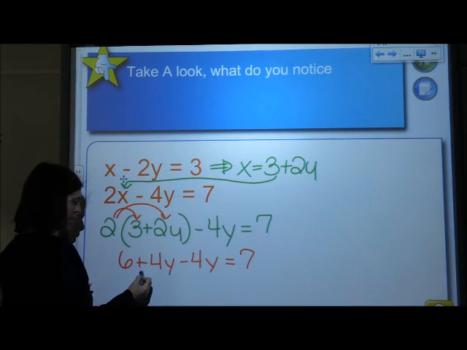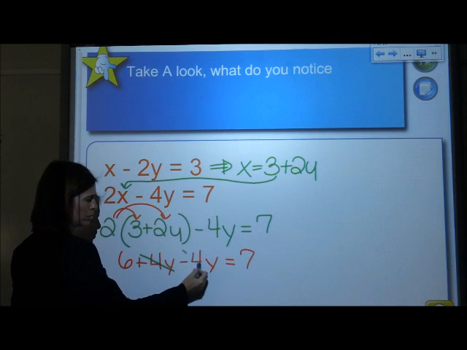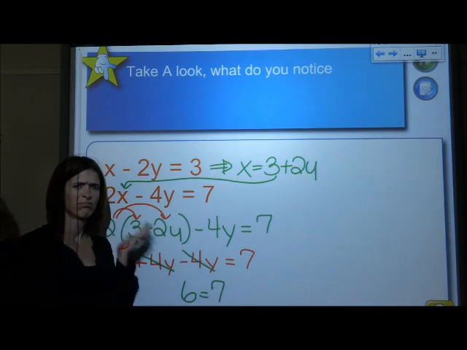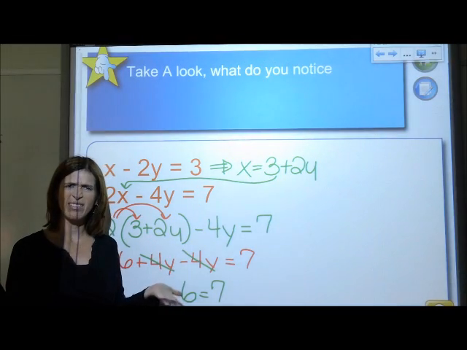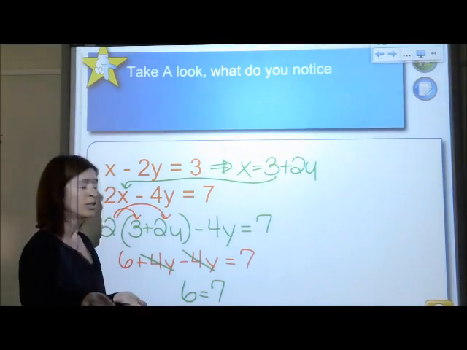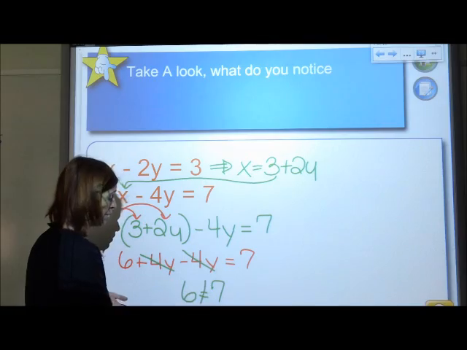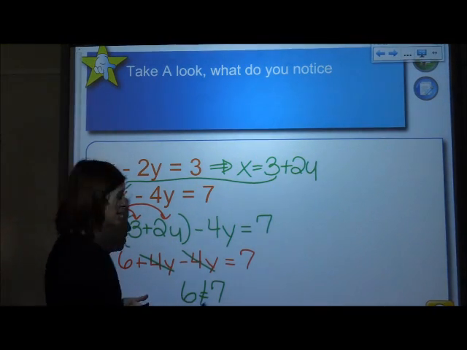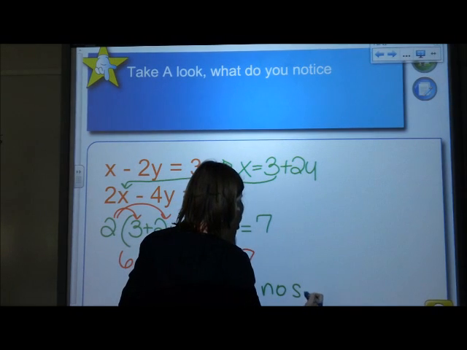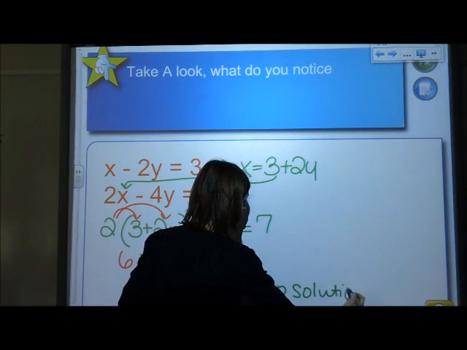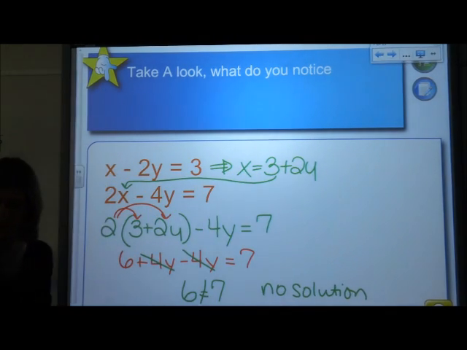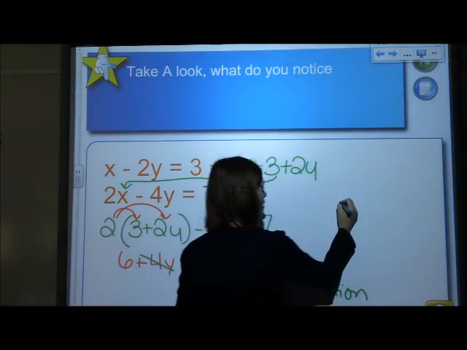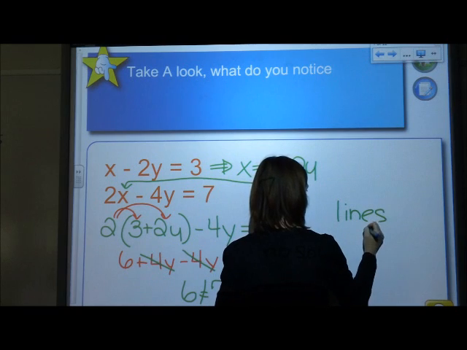Okay. We combine our like terms. Well, that leaves me with 6 equals 7. Can we have 6 equaling 7? Does 6 equal 7? No. 6 does not equal 7. So this can't happen. This is no solution. Okay? No solution. So what does that mean? What does that tell me? It tells me that the lines are parallel.